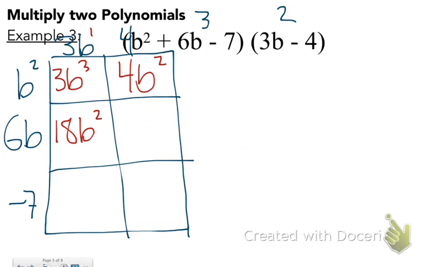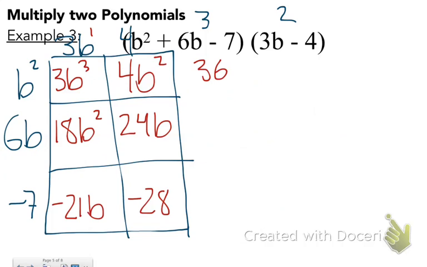B times b is b squared. 6b times 4 is 24b. And negative 7 times 3b is negative 21b. And negative 7 times 4 is minus 28. So now I'm going to write all of that out and then combine terms.